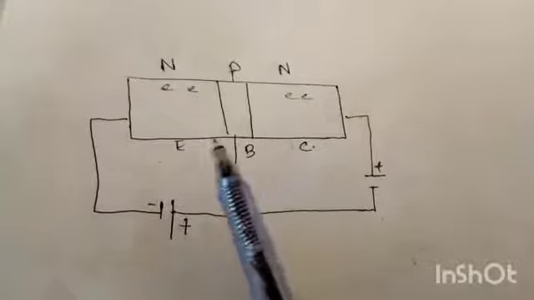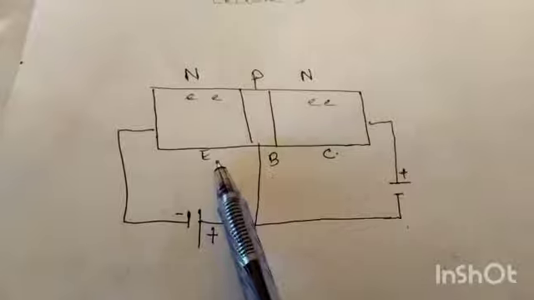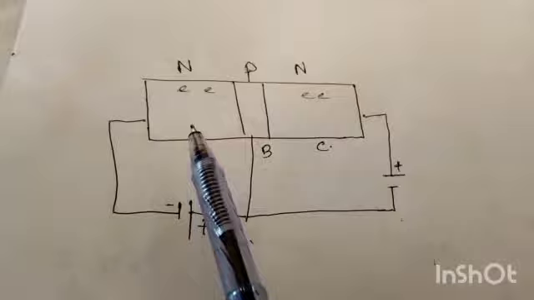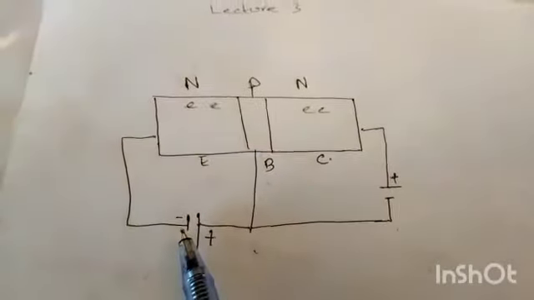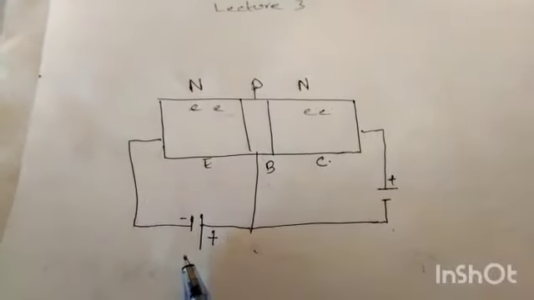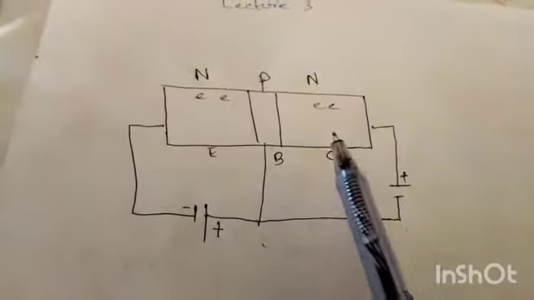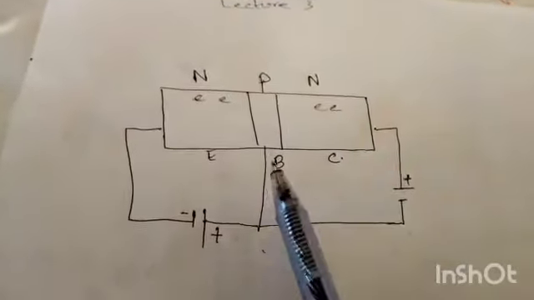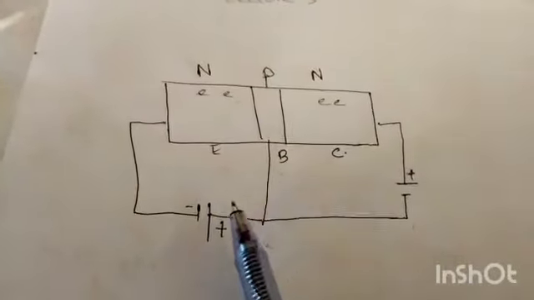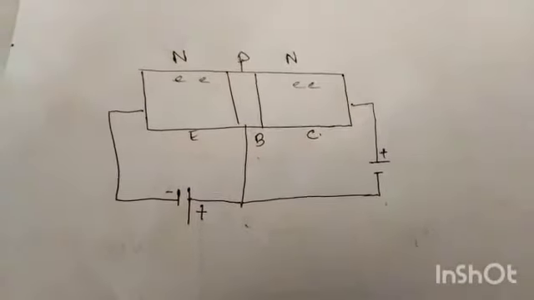So for operation of the transistor, we consider the NPN transistor and we make the emitter-base junction forward biased, such that we connect the N side of the transistor to the negative terminal of the voltage source and the P side of the transistor to the positive terminal of the voltage source. And we make the base-collector junction reverse biased, such that we connect N with positive and P with negative terminal of the voltage source. Now the emitter-base junction is in forward biased mode and the collector-base junction is in reverse biased mode.